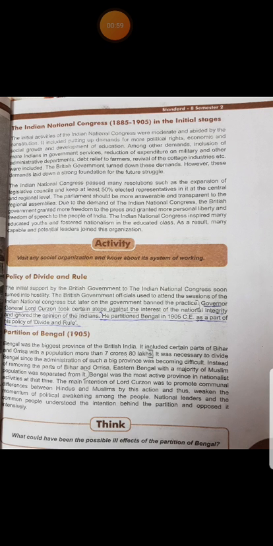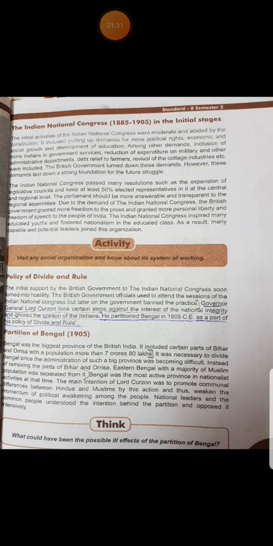Among other demands, inclusion of more Indians in government services, reduction of expenditure on military and other administrative departments, debt relief to farmers, revival of the cottage industries, etc. were included. The British government turned down these demands. However, these demands laid down a strong foundation for the future struggle.